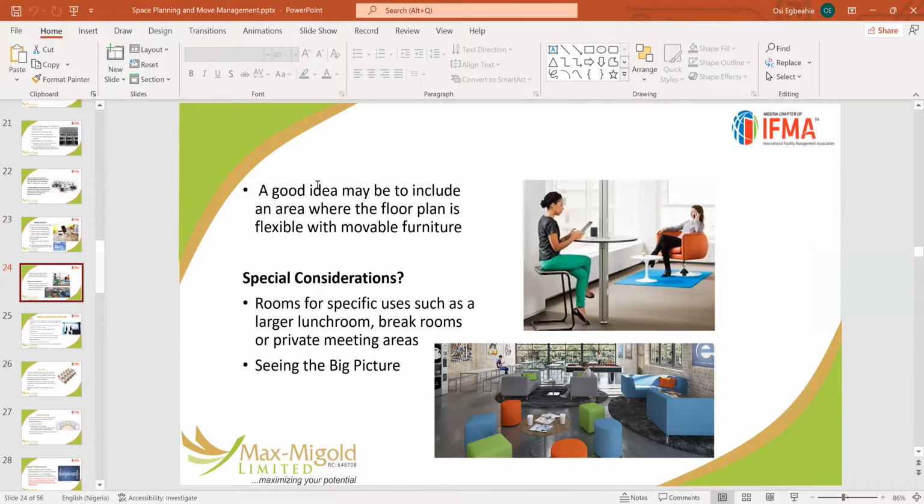A good idea may be to include areas in your floor plans where you have a little bit of flexibility in movement, and flexible furniture that can be moved. Special considerations: make room for specific uses, such as large lunchrooms, breakout spaces, or private meeting areas where people can quickly go have a short meeting over a glass of coffee.